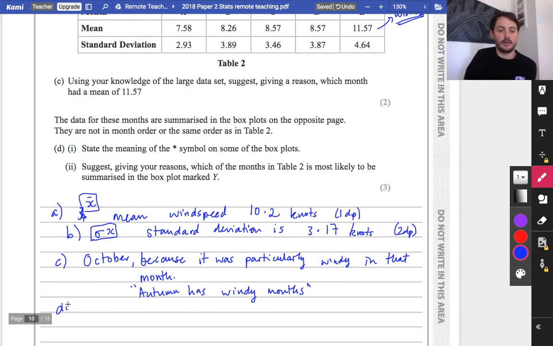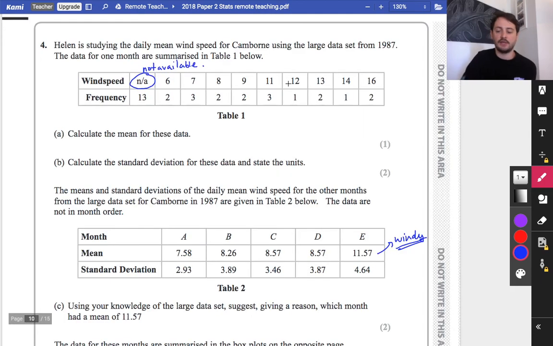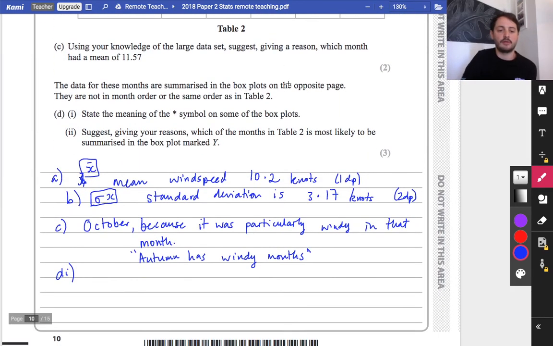So for part D, it says the data for these months are summarised in the box plots on the opposite page. They are not in month order or in the same order as in table 2, so they're muddled up again. State the meaning of the asterisk symbol on some of the box plots, and suggest, giving your reasons, which of the months in table 2 is most likely to be summarised in the box plot marked Y. So let's have a look at these box plots. These are the asterisks that we're talking about, and these actually represent outliers. So I'm just going to write that down. The meaning of this is outliers.